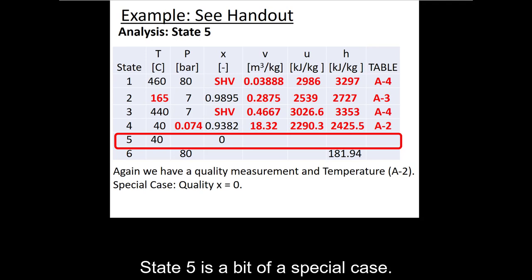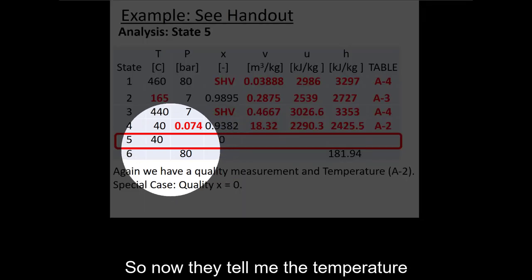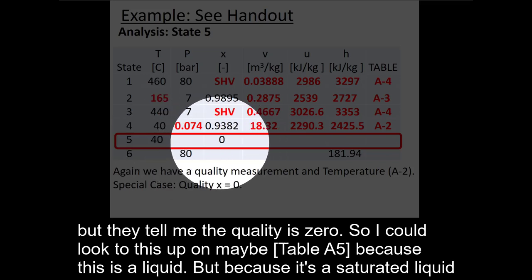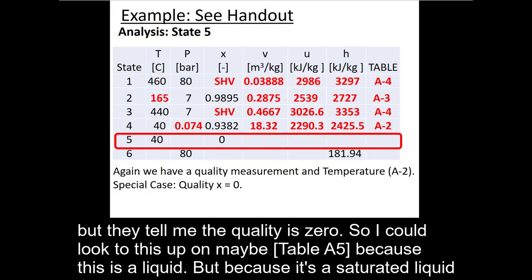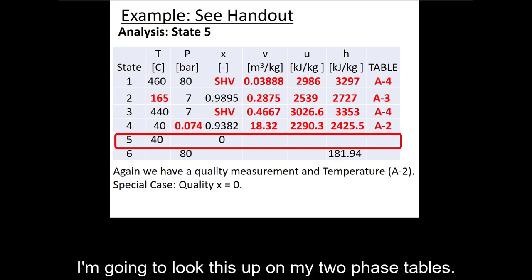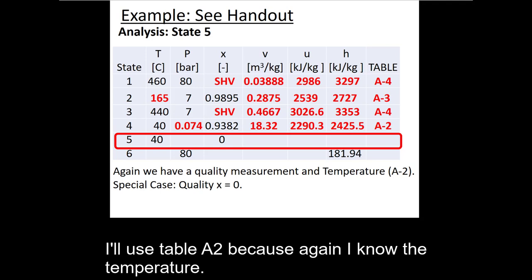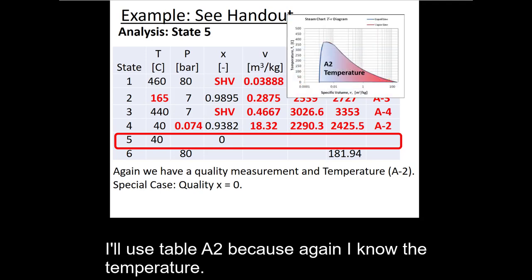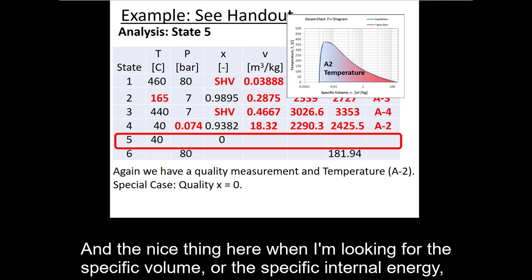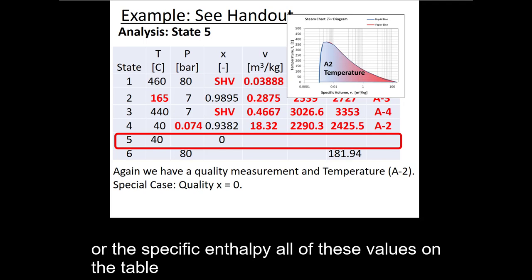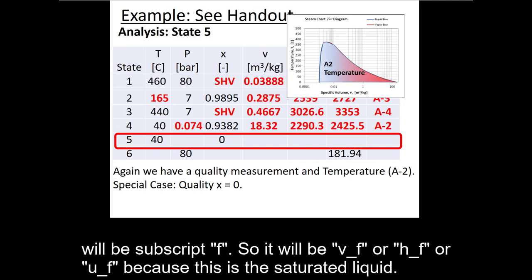State 5 is a bit of a special case. So now they tell me the temperature, but they tell me the quality is 0. So I could look this up on maybe state 5 because this is a liquid, but because it's a saturated liquid, I'm going to look this up on my two-phase tables. I'll use table A2 because again, I know the temperature. And the nice thing here is when I'm looking for the specific volume or the specific internal energy or the specific enthalpy, all of these values on the table will be subscript F. So it'll be VF or HF or UF because this is the saturated liquid.